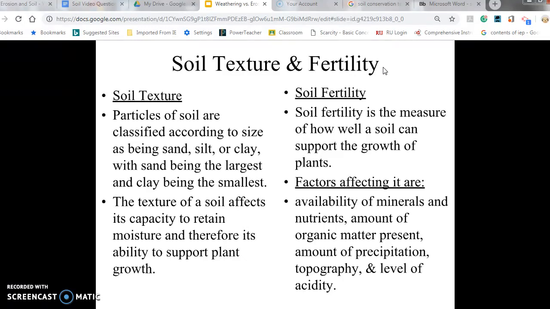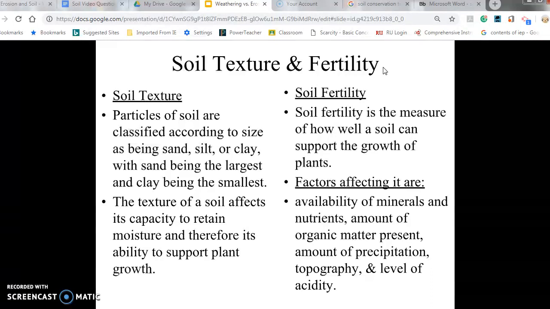As you can see here, when we are testing soil texture, and make sure you're getting this in your notes, particles of the soil are classified according to size. So we're going to classify what type of soil it is based on the sediment size, and then how much of that sediment makes up that particular soil.